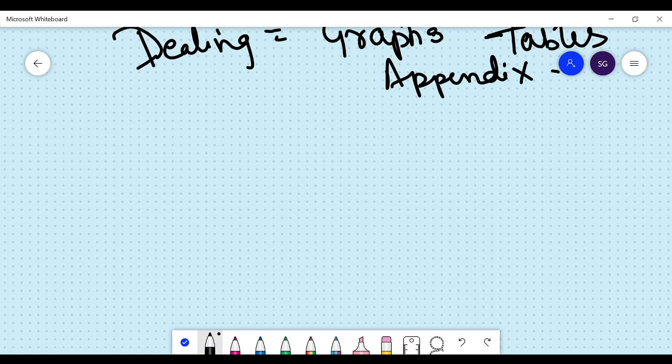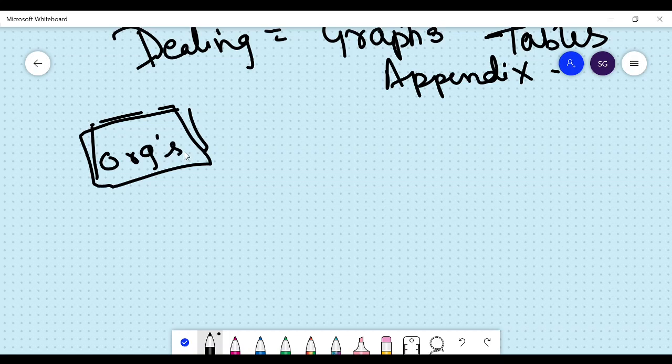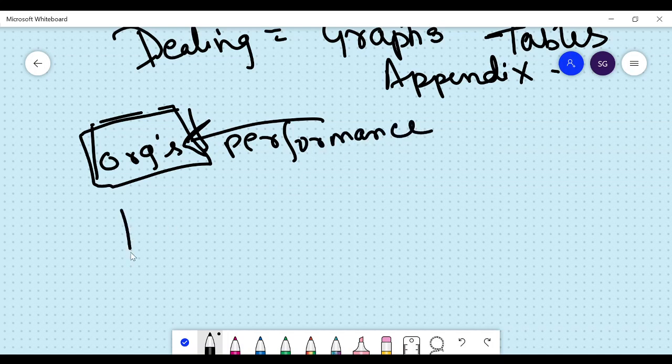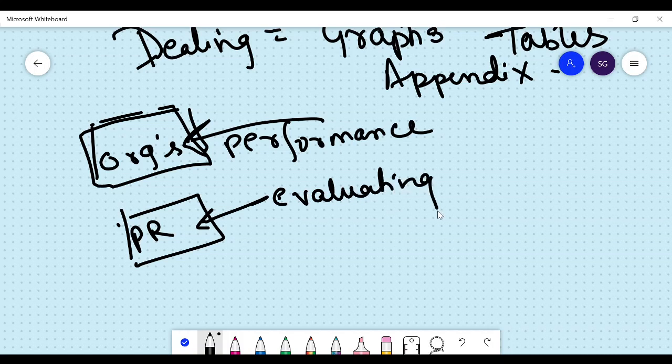There is a difference between evaluation of an organization's performance and performance report evaluation. So we have to be a little focused on what the question or the statement is saying. Because when we are evaluating an organization's performance, that is a different thing. And when we are evaluating a performance report, that is a different thing.